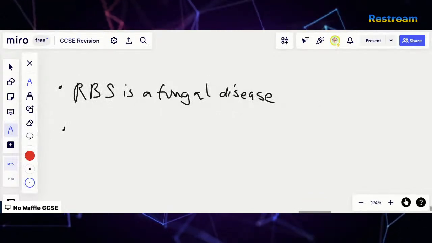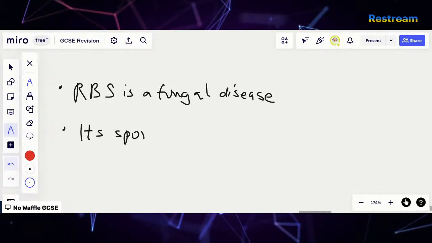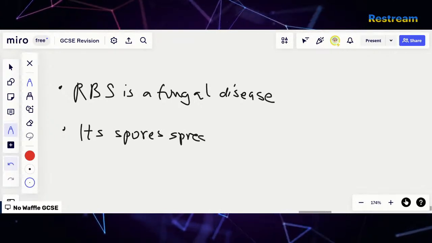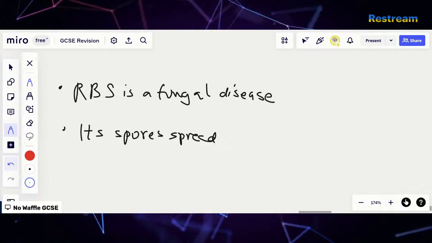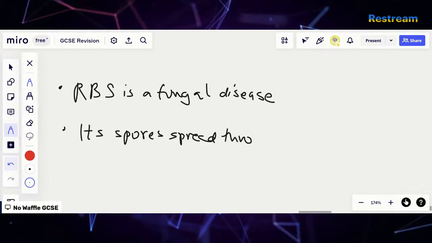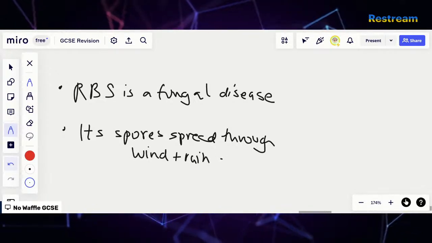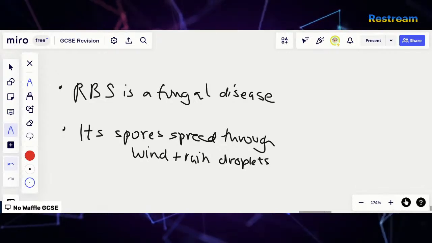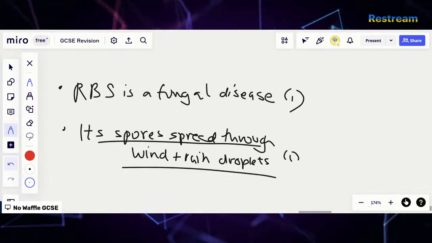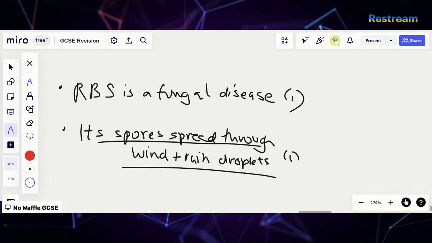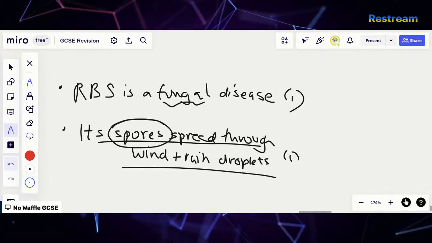So rose black spot is a fungal disease, and what you can say is its spores spread, and you should know this from your revision over rose black spot, is it spreads through wind and in rain droplets. So it's a fungal disease and its spores spread through wind and rain droplets. The reason why we mention that it's a fungal disease is because fungal diseases spread via things called spores.